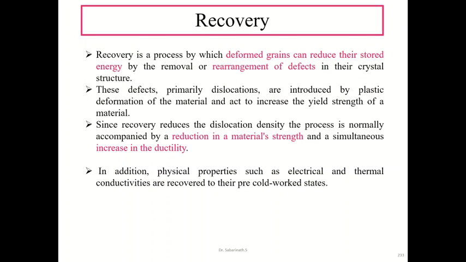The first stage is recovery. Recovery is a process by which the deformed grains reduce their stored energy by the removal or rearrangement of defects in their crystal structure. So the deformed grains reduce the stored energy by removing or rearranging the defects in their crystal structure, and the stored energy is reduced.